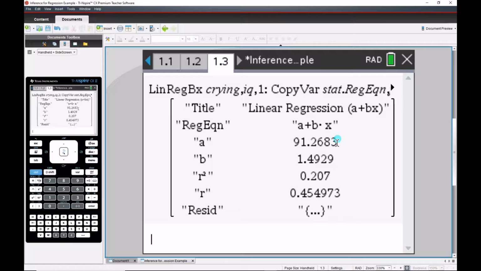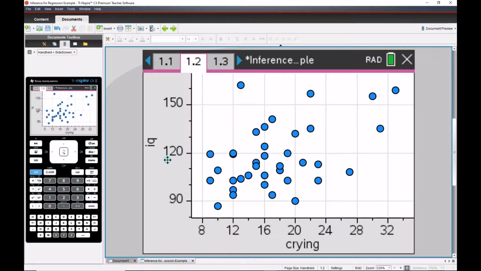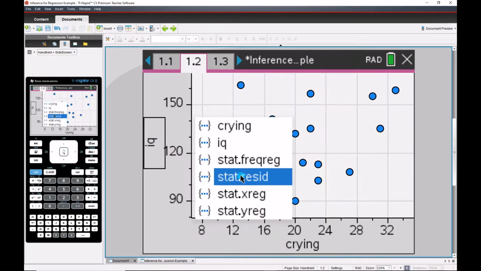Here's your A, which is your estimate of alpha. Here's your B, your slope, which is your estimate for beta, y-intercept and slope. Here's R, which is pretty weak. Only about 21% of the variation in the IQ can be explained by the variation in the cry count, so it's weak. But it did make the residual, so we can come back here and change this to stat resid.